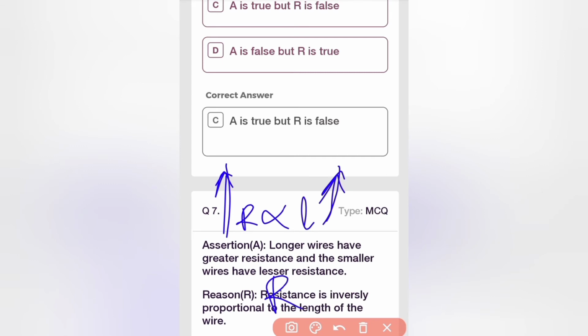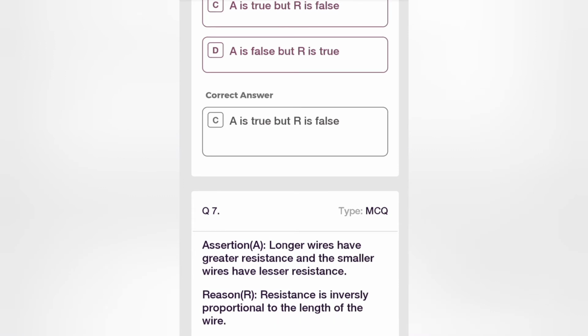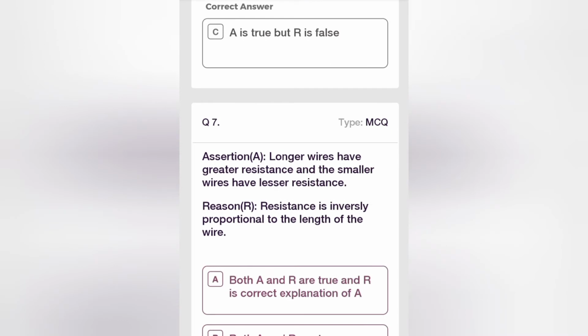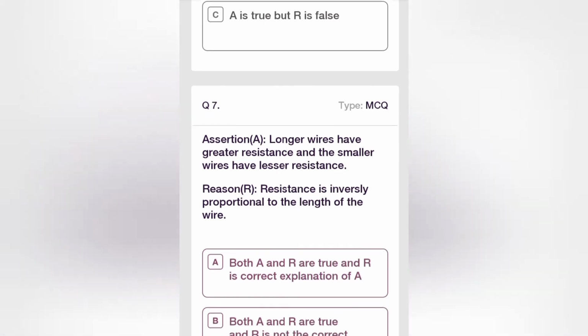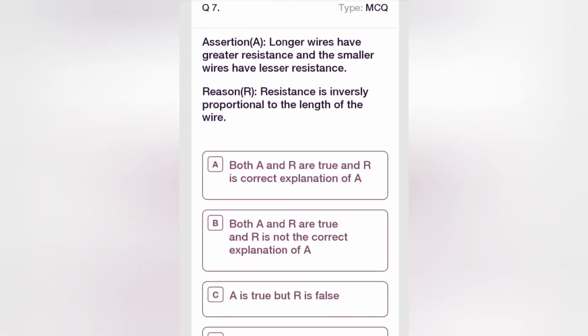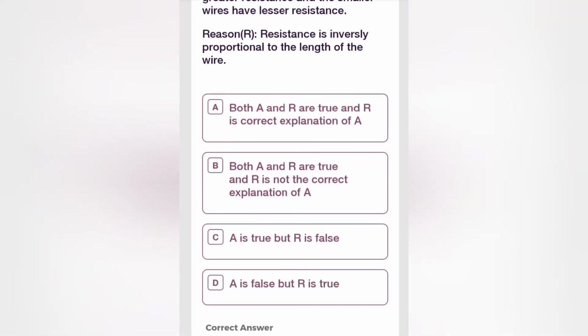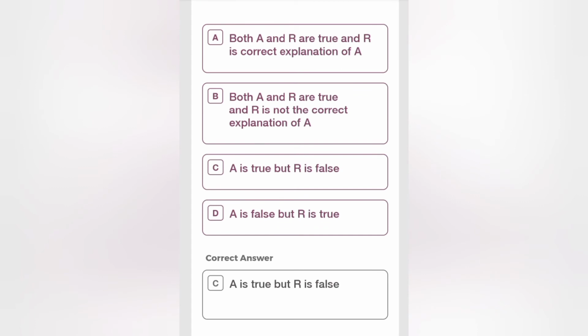Okay, so the reason is wrong, but assertion is true. So it must be option C. Reason is false, assertion is true. Option C is the correct answer.